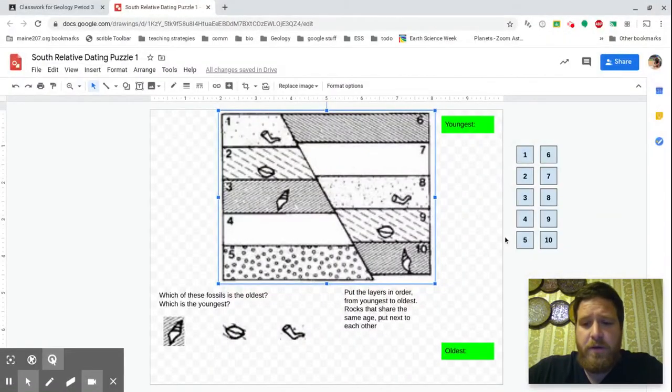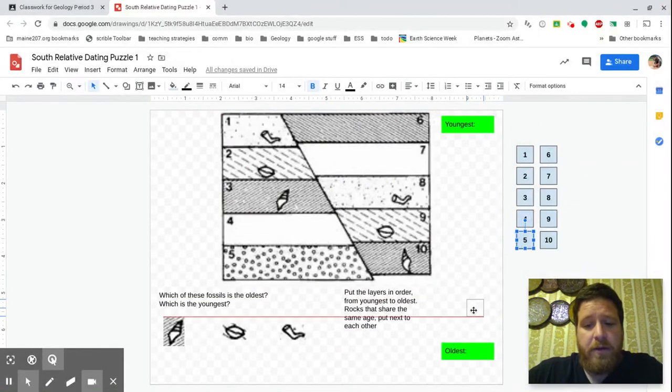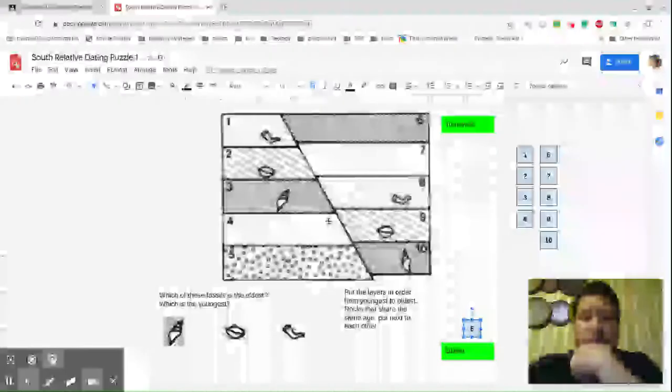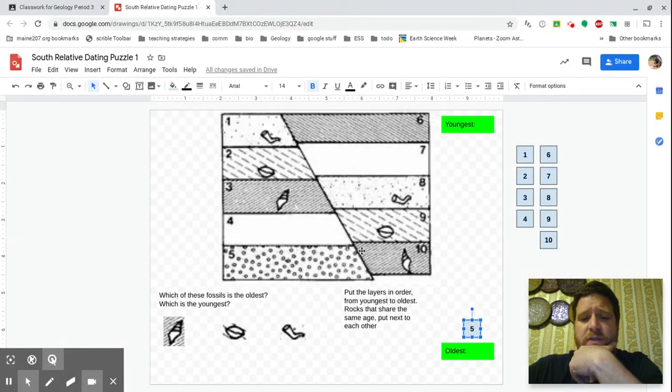So let's start here. From the first video I showed you guys, 5 was the oldest layer. Now we can tell that 5 is the oldest layer. Well, Mr. Marcellus, what about layer number 10? Well, if you look here, 5 is actually just a little bit lower than number 10. That's one clue, and that's the law of superposition.